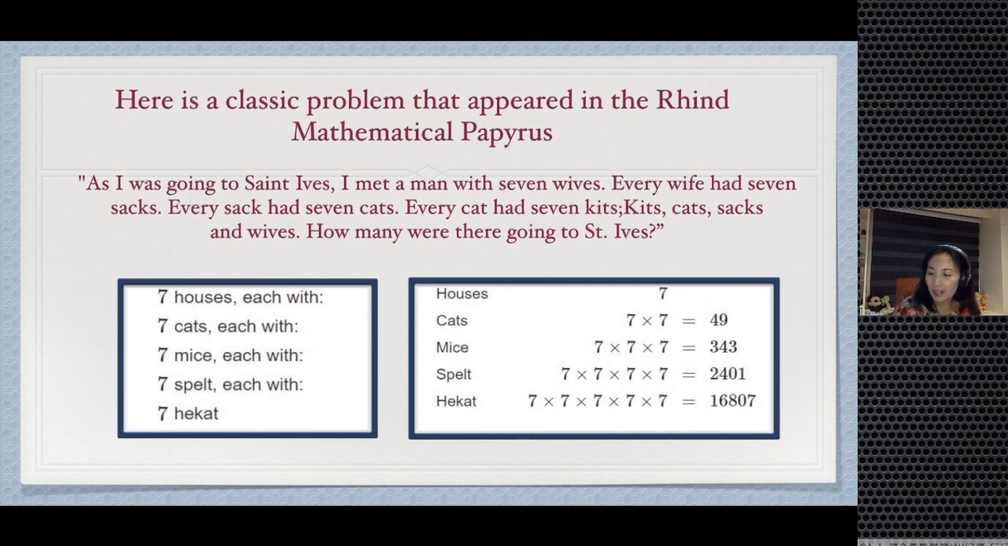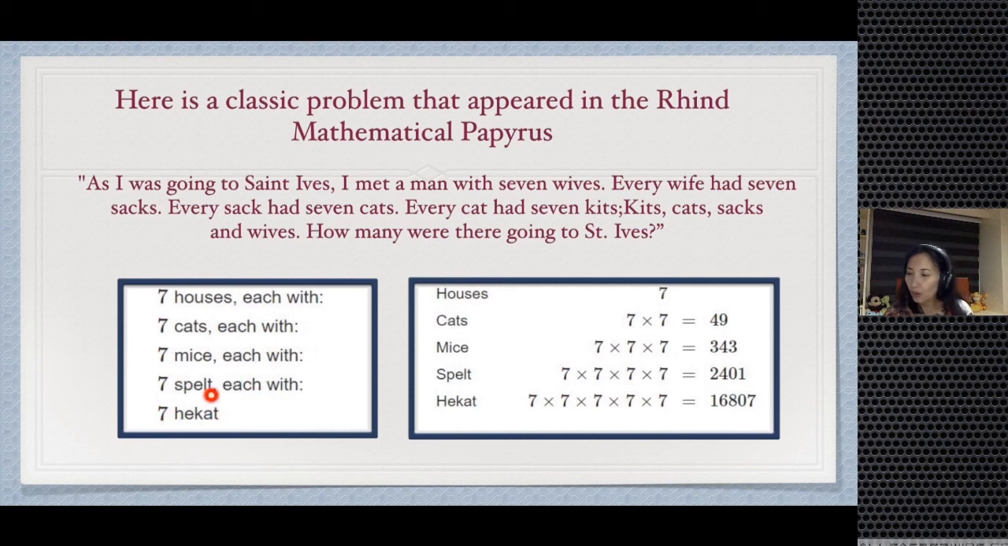Says here, 7 houses, each with 7 cats, each with 7 mice, each with 7 spelt, and each with 7 hekat.